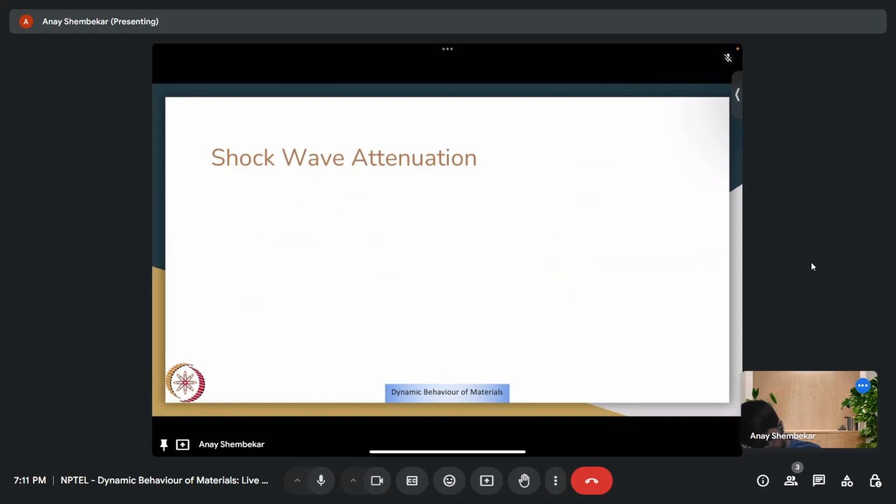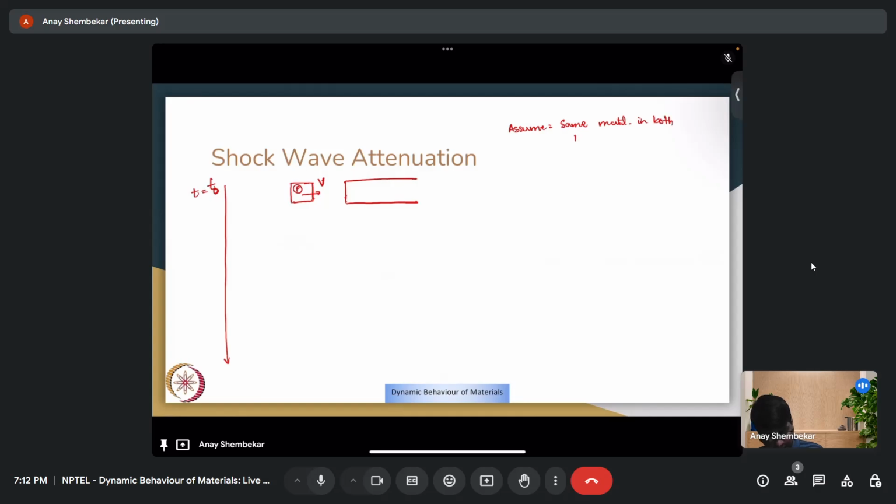If I consider a case of a projectile hitting a target, we'll see what happens. This is going with velocity v. I'll assume t equal to 0. This is increasing t. We'll assume the same material in both projectile P and target T.